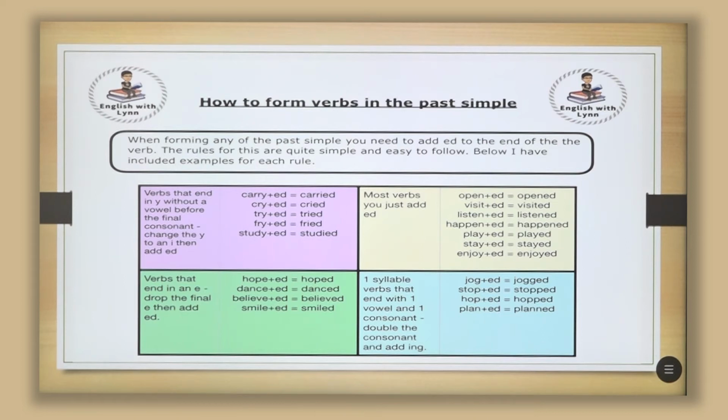Most verbs, you just add ED. Like open, opened, visit, visited, listen, listened, happen, happened, play, played, stay, stayed, enjoy, enjoyed. When there is one syllable verbs that end with one vowel and one consonant, we double the consonant and add ED. Like jog, jogged, stop, stopped, hop, hopped, plan, planned. So you double the last consonant before you add ED.